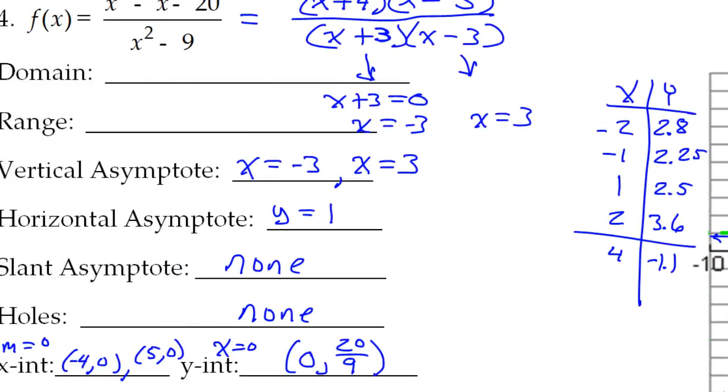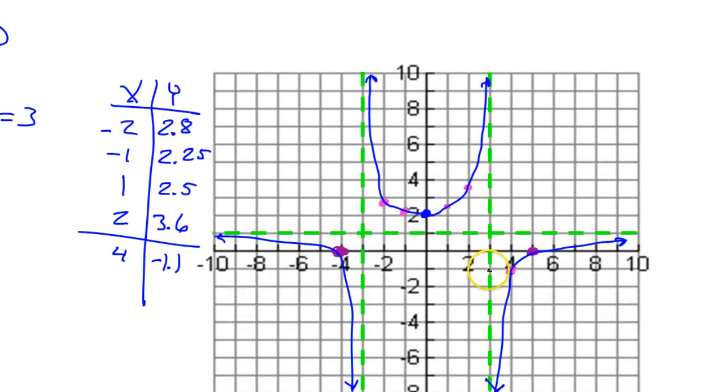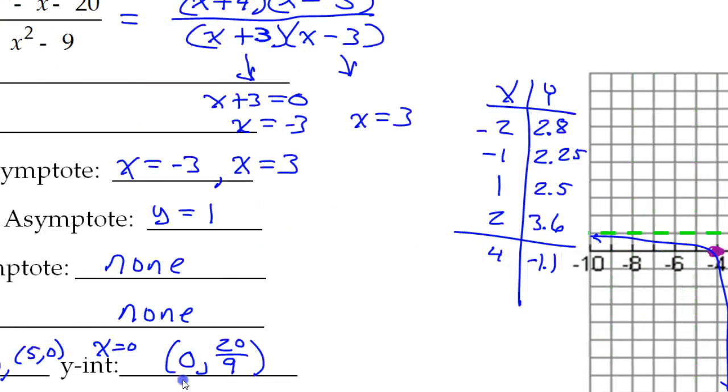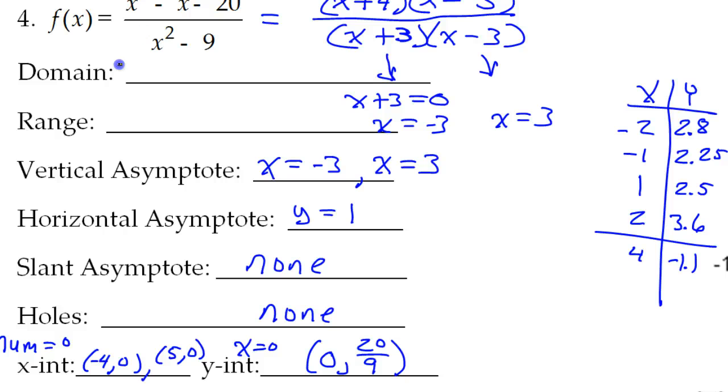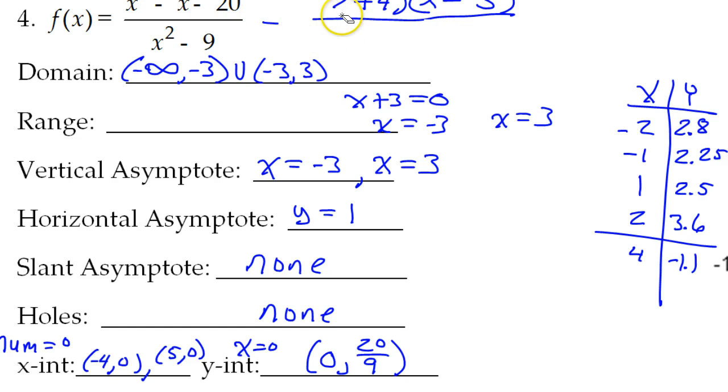Okay, what else do we need? Domain and range. This graph goes left forever and right forever, but it skips the two vertical asymptotes. So we will have to do the domain in three parts. This first branch is from negative infinity to negative 3. So it'll be negative infinity to negative 3. Then we have to skip the negative 3, so we'll go union, and then it'll be negative 3 to positive 3. Get rid of this. In fact, I can get rid of all this now.